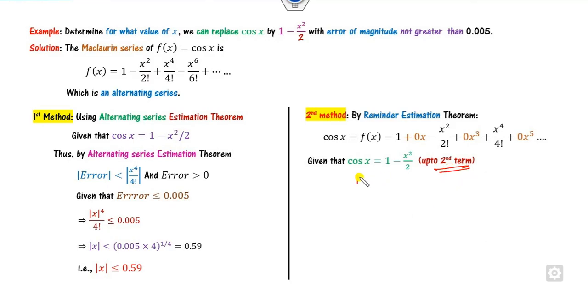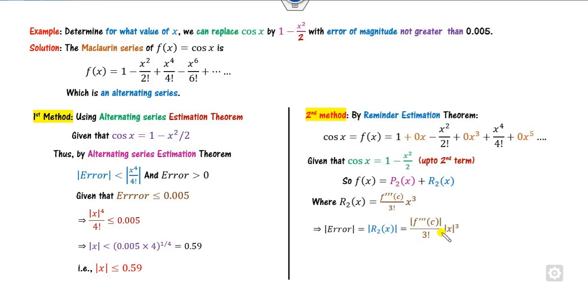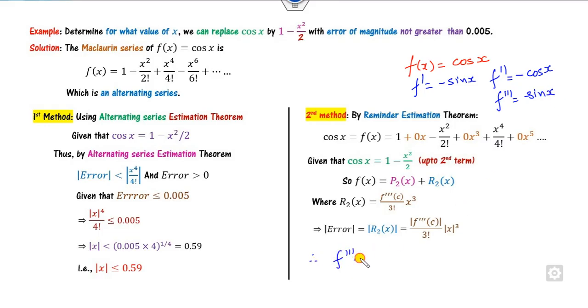So what is the meaning of that? This is my P2. So by the remainder estimation theorem, I can write this as P2 plus R2 of x, where R2 involves the third derivative, and the error is here. We can take the modulus value of this. How can you find the third derivative? What is f of x? f of x is cos x. The first derivative is minus sin x. The second derivative is minus cos x. The third derivative is plus sin x. So the third derivative at the point c is sin c.